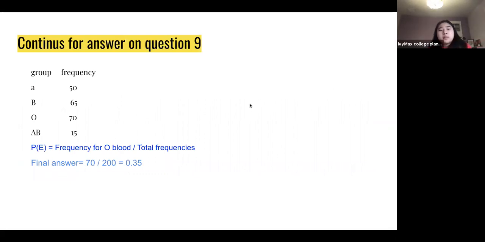So you also can write 0.35 or 35%, both are fine.